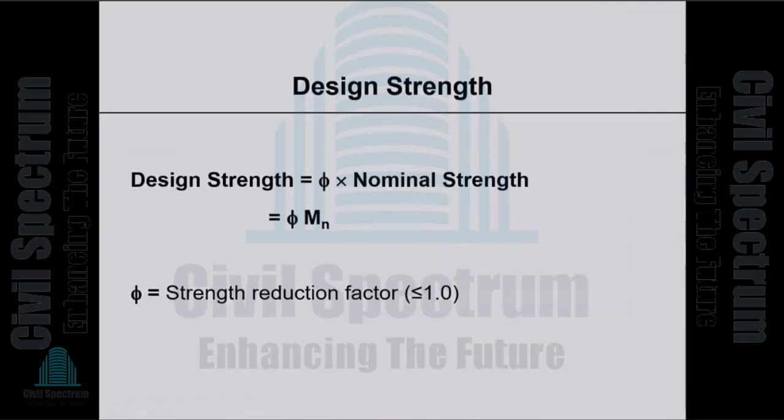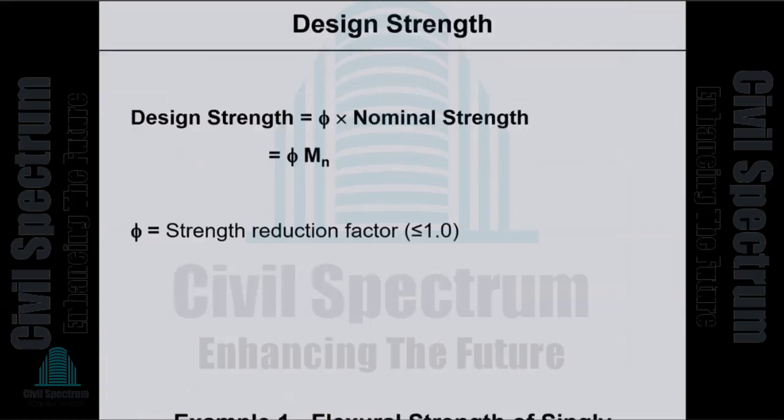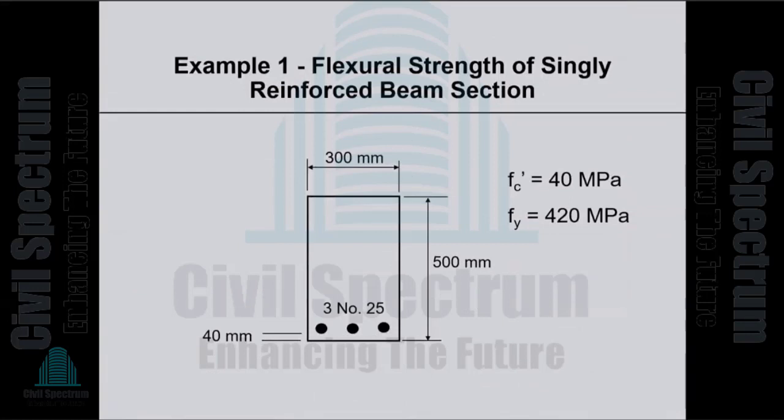Okay, so we talked about nominal strength calculation. Design strength would be phi times the nominal strength, and the phi is going to be 0.9 for tension controlled sections, or a little bit less than 0.9 for transition sections. Remember, we can have transition flexural sections because epsilon sub t cannot be any less than 0.004, but it can be less than 0.005. This is what we established yesterday.